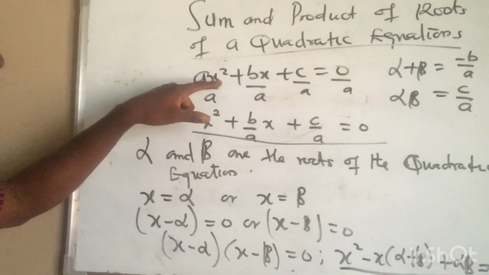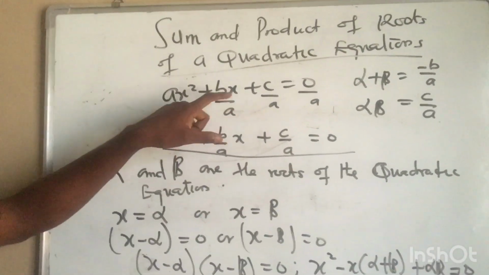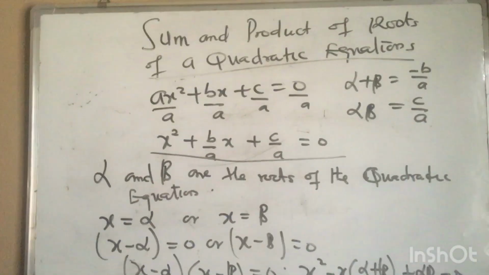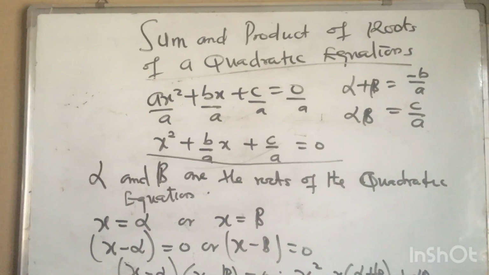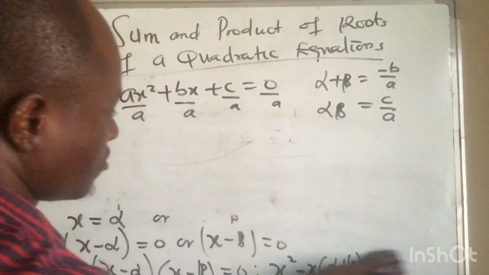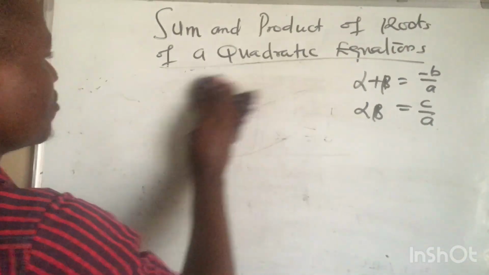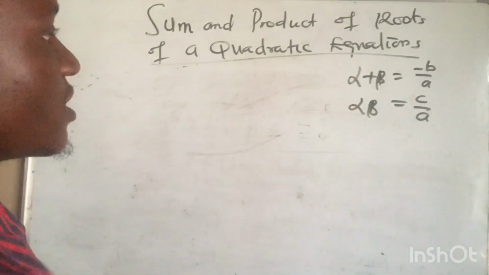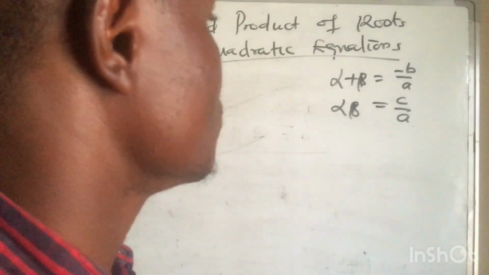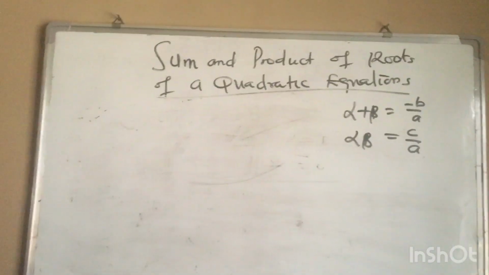And a is the coefficient of our x squared. If you see from here, b is the coefficient of x and a is the coefficient of our x squared, and c is a constant. Hope you are following. Now let's try and solve a question for this so that we see what we are trying to do. Please don't forget this, that alpha plus beta is minus b over a, and alpha beta is c over a.